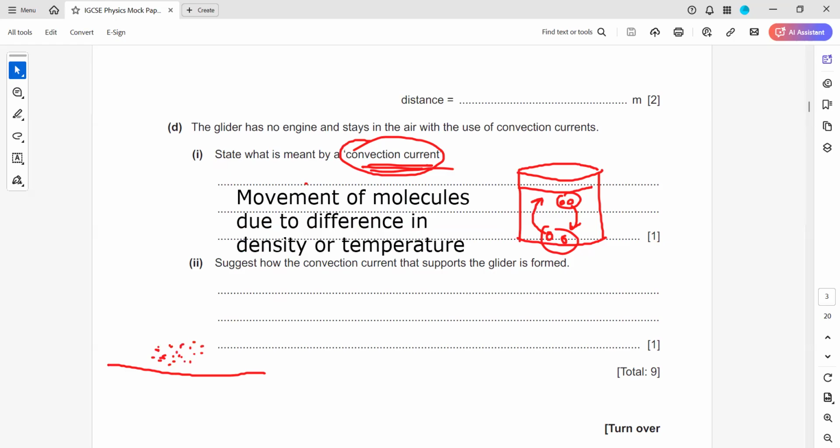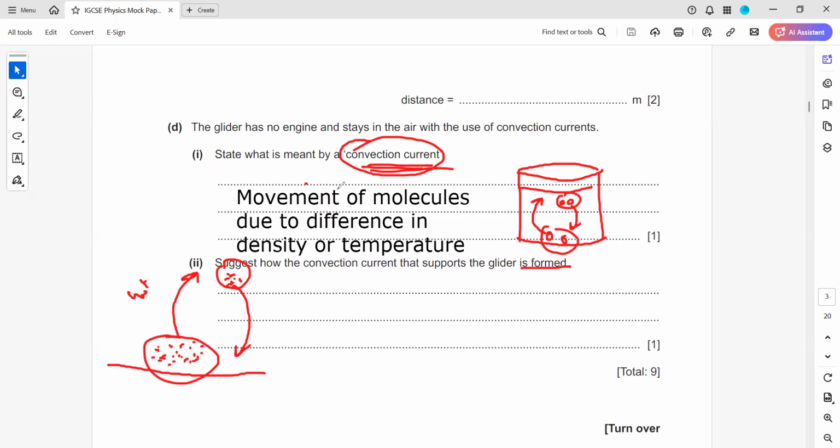When the heat energy from the sun heats the air, the hot air will rise up, and the cold air, which has a low density, will move down. So we just have to explain how it is formed. Suggest how a convection current that supports the glider is formed.